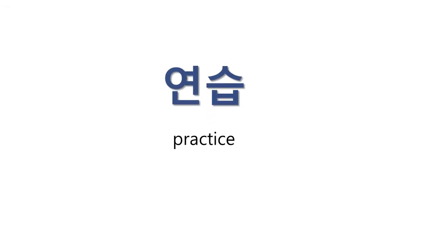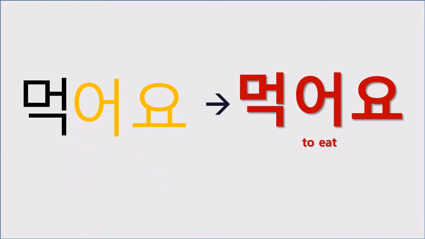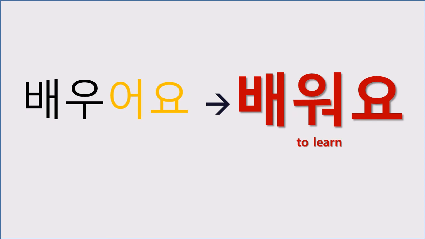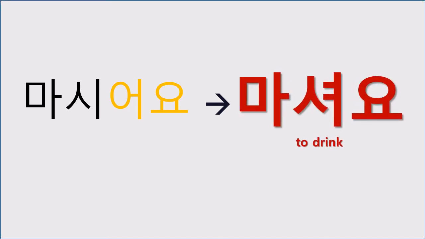Okay, let's have some practice. So as you're watching the video, see if you can get the right answer. 먹다, remove da, add oyo, becomes 먹어요. 읽다, remove da, add oyo, becomes 읽어요. 배우다, remove da, add oyo, becomes 배워요. 마시다, to drink. Remove da, add oyo, E plus O becomes 요. So we have 마셔요.